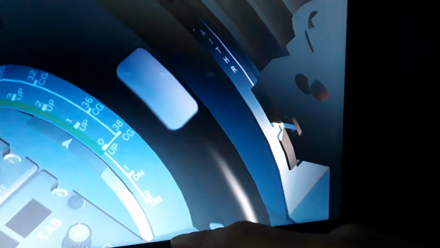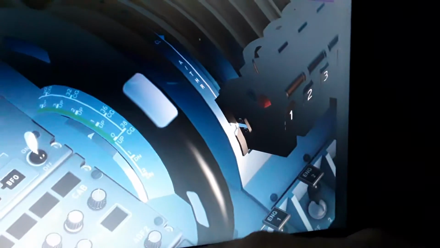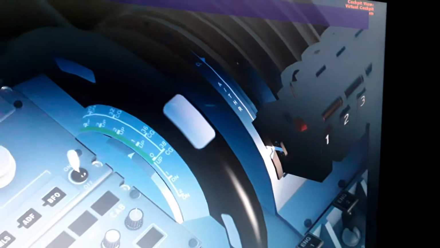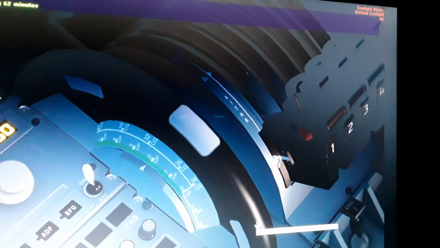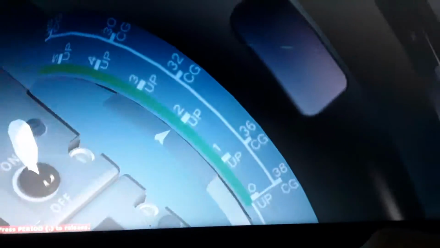So I'm gonna make a quick start here. You can see I didn't talk to you about that. This is the trimmable horizontal situation indicator trim, which is also trimmed automatically and manually, and is used to balance the aircraft in flight. And also I'm gonna use this position for takeoff, 2 degrees up.